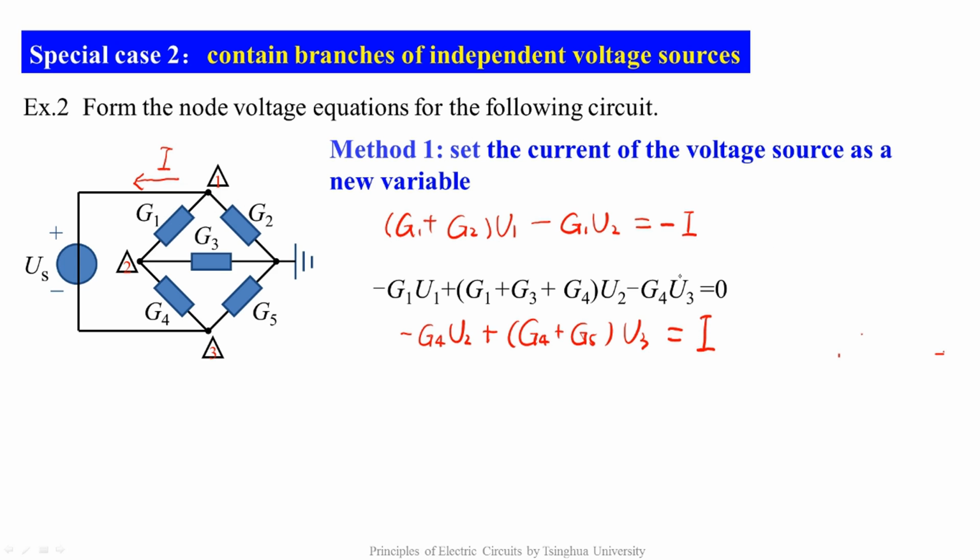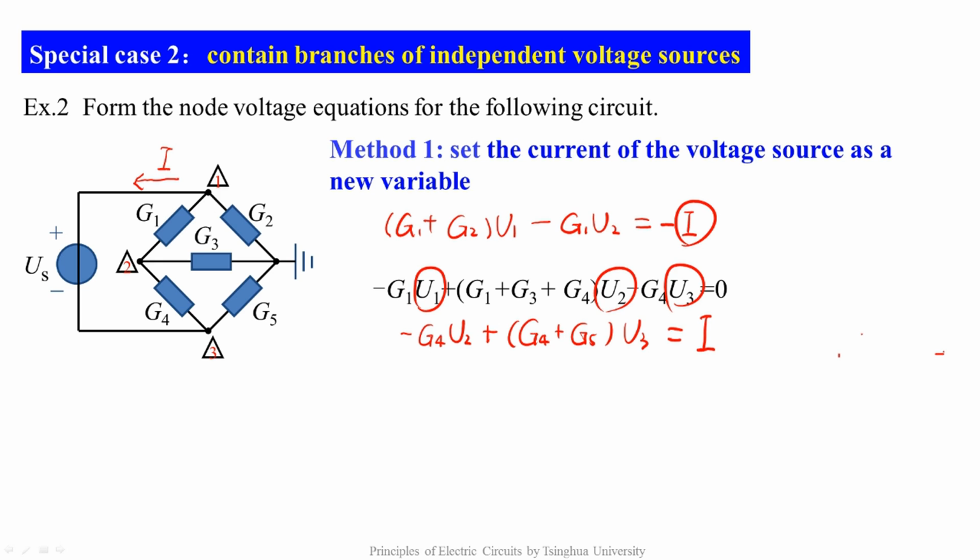Because we have 3 equations but 4 unknown variables, in addition to U3, U1, and U2, there is a new variable I. So we must find a new equation to solve the circuit with 4 equations and 4 unknowns. What's the new equation we should look for?